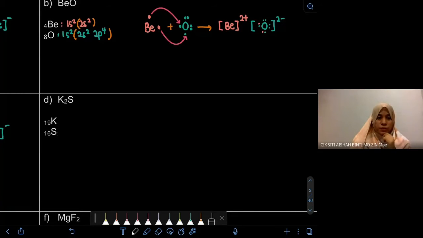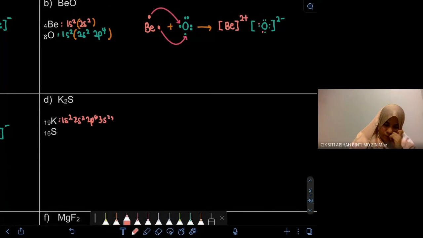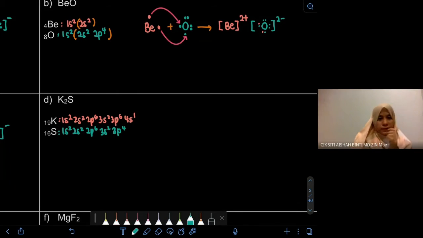Okay, so first thing first is we have to write down the electronic configuration. So yang ini, saju je lah. 1s2, 2s2, 2p6, 3s2, 3p6, 4s1. Sulfur, 1s2, 2s2, 2p6 baru 10, 3s2, 3p4. Okay, so this is actually the electronic configuration. So dekat sini lah. That is the valence shell.